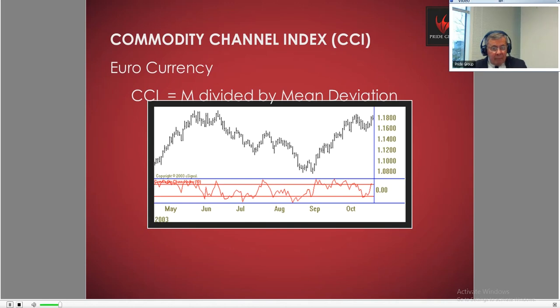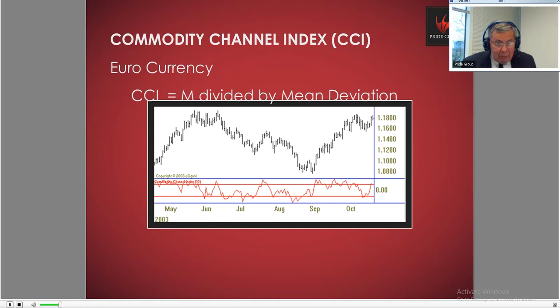You've got the commodity channel index, which is M, which we calculated on the last slide, divided by the mean deviation of the price movement over a certain period of time. Okay, everybody got that? C is simply 100 times V minus X.